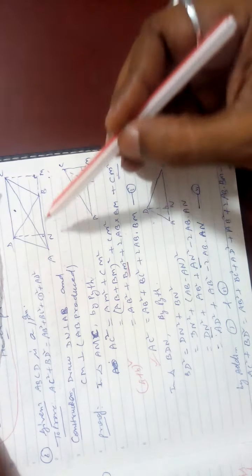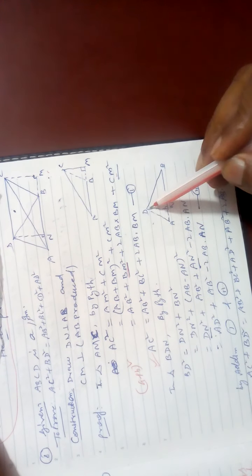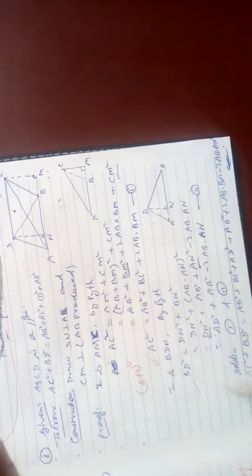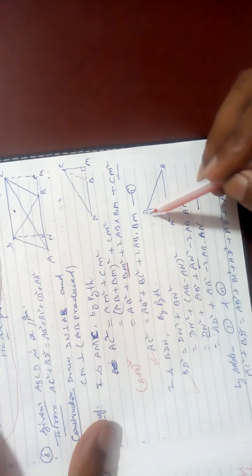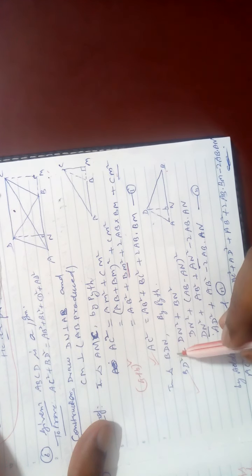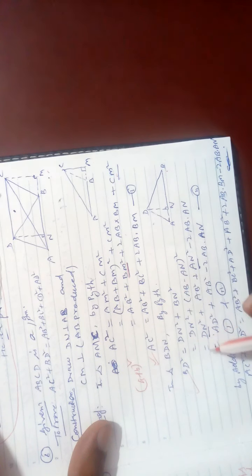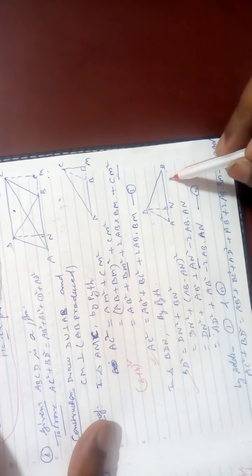Now for the other diagonal BD, which right triangle is it forming? BD is forming triangle DNB. In triangle DNB, you again apply Pythagoras. So BD square equals DN square plus BN square. But BN you want in terms of AB.